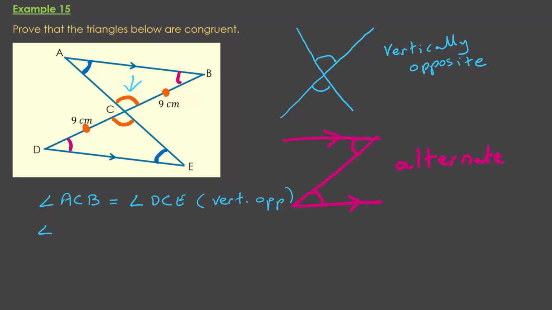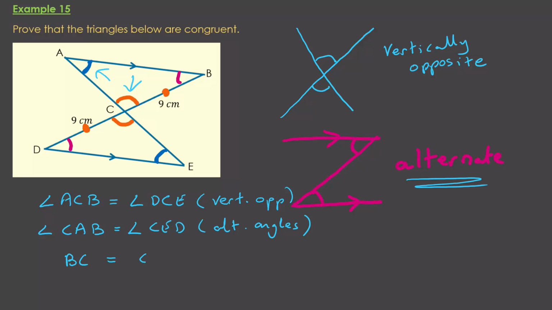I'm then going to say that angle CAB, which is this angle up here, is equal to the other blue one, which is CED. And then I'm going to say alternate angles, because that's how I worked it out. And then I'm going to say that BC is equal to CD, and that indeed was just given. So there's my three statements.